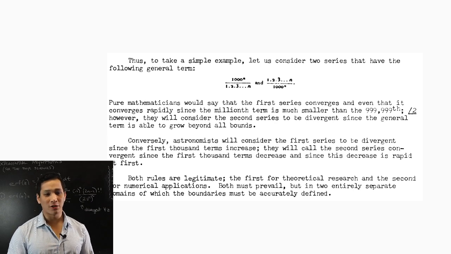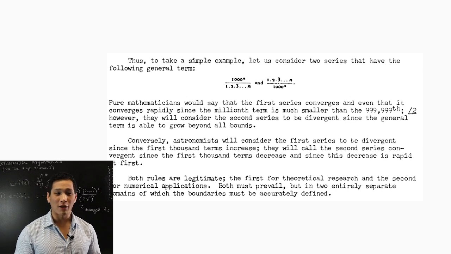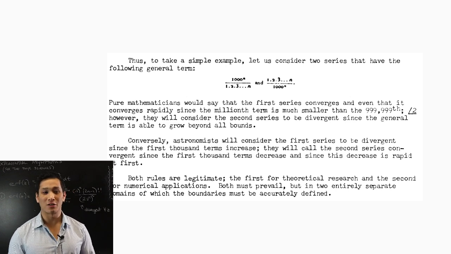He said pure mathematicians would say that the first series converges, even that it converges rapidly, since the millionth term is much smaller than the 999,999th. However, they will consider the second series to be divergent, since the general term is able to grow beyond all bounds. Conversely, astronomers would consider the first series to be divergent, since the first 1,000 terms increase. They would call the second series convergent, since the first 1,000 terms decrease, and since this decrease is rapid at first. Both rules are legitimate, the first for theoretical research and the second for numerical applications. Both must prevail, but in two entirely separate domains of which the boundaries must be accurately defined.